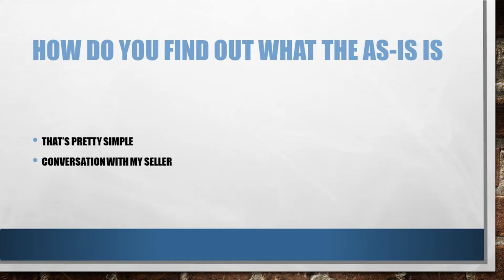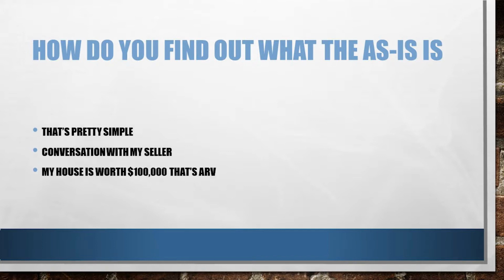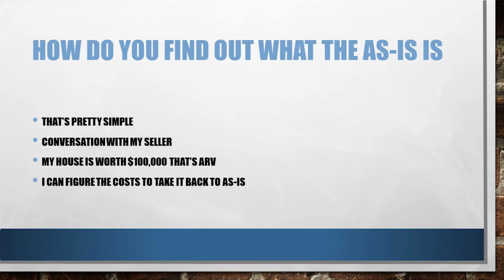So now I know, I've done my little research. Now I know my seller, I know my house is worth, let's call it $100,000. That's ARV. That's what the seller said. Well, if I've done enough research and I have enough background in construction, I can figure the costs to take it back to as-is. But I'm going to talk about costs here in a second.